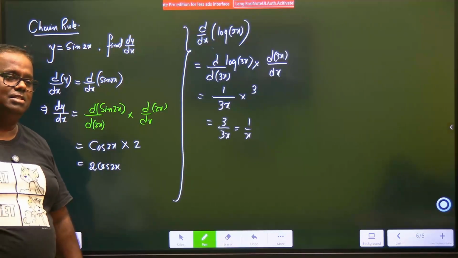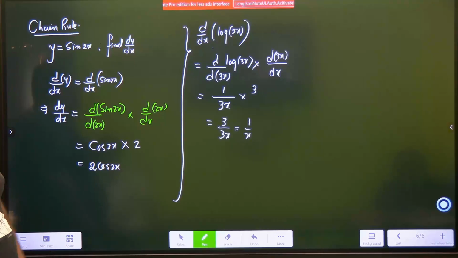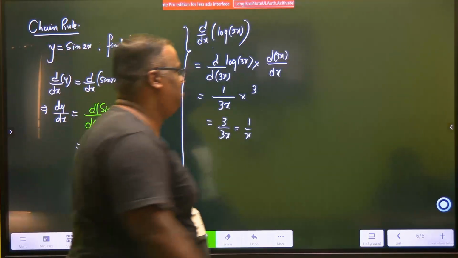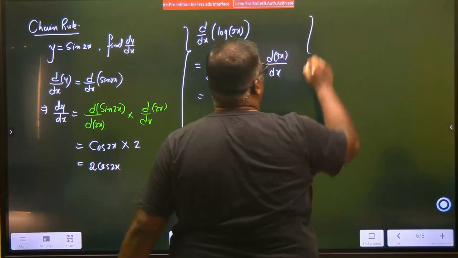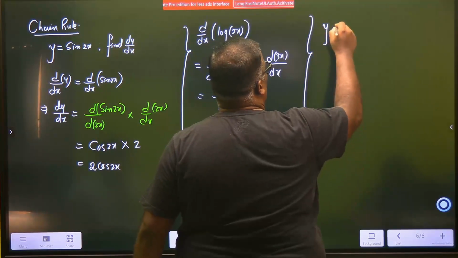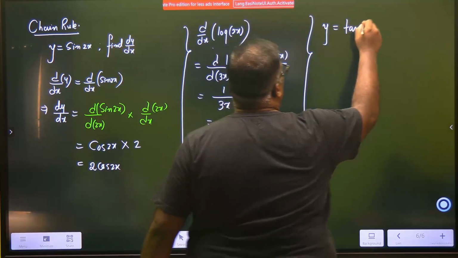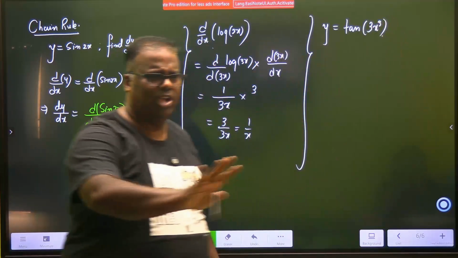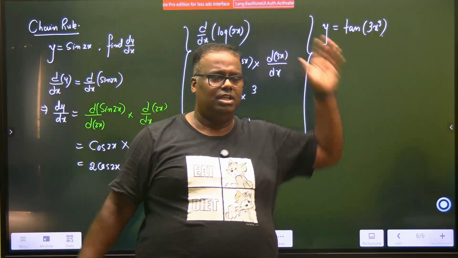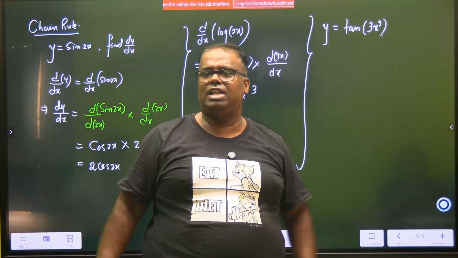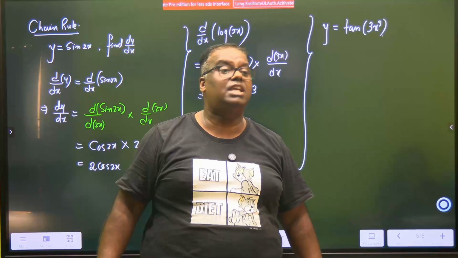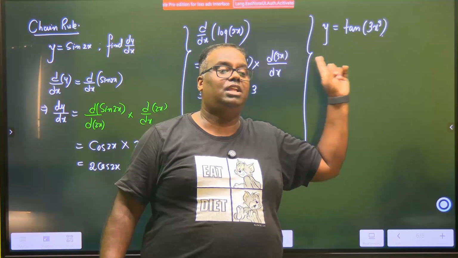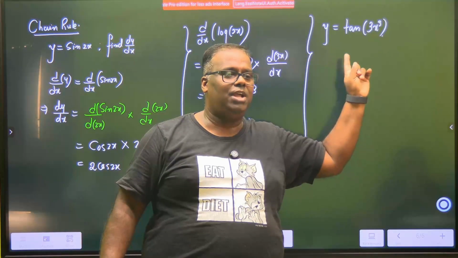Okay. Are you ready to do one chain problem without solving and just looking at the board? Chal, let's do. Just looking at the board. y equals tan of 3x cube. Forget everything. Just look at me. Tan of something. What is tan's differentiation? Sec square x. So the first thing will be sec square 3x cube multiplied by 9x square.